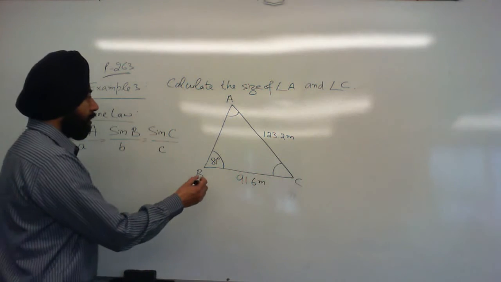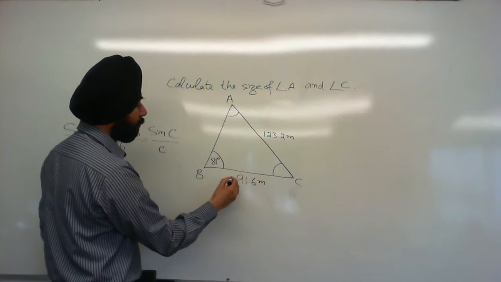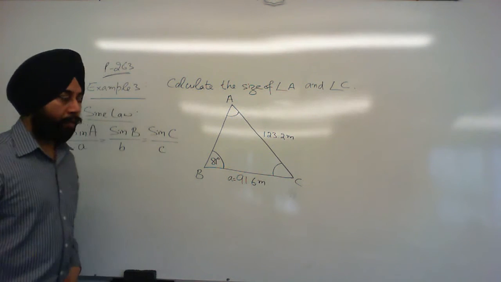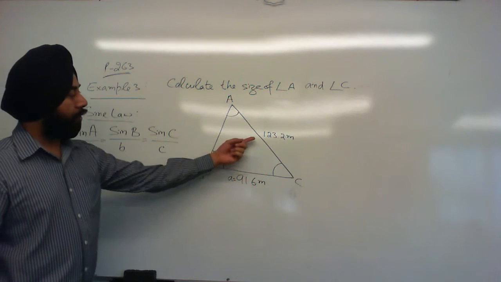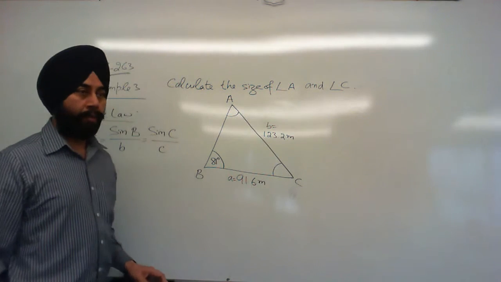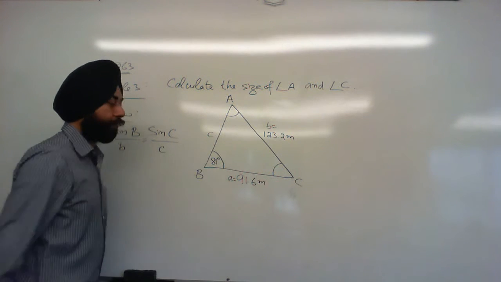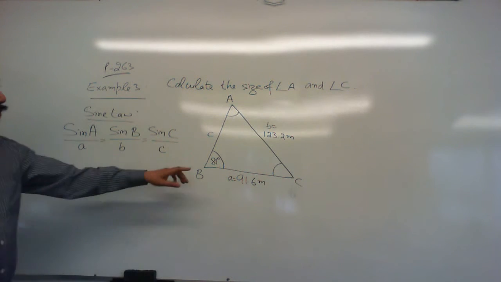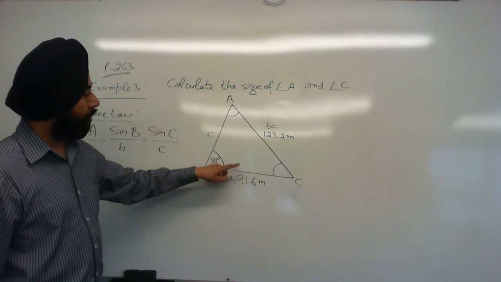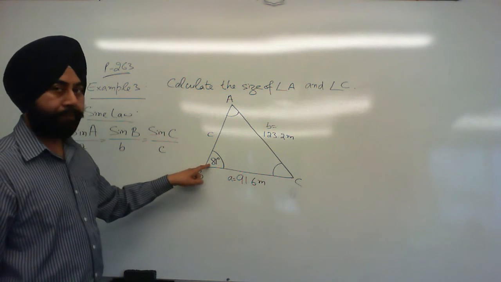Okay, so let's label the sides first. The side in front of angle A, this will be called small a. The side in front of angle B will be called small b. So this is small b. And side in front of angle C is small c. That means you only know these two sides A and B, right? And you know angle B.